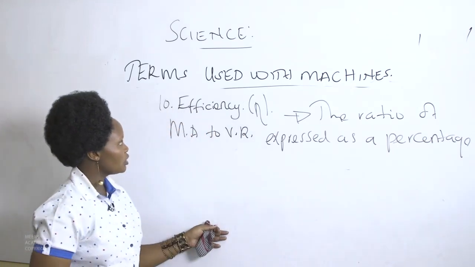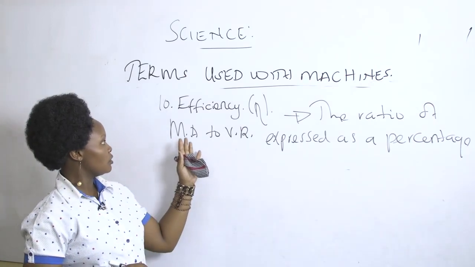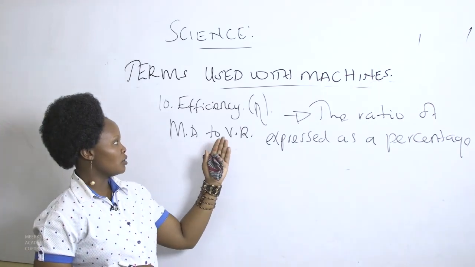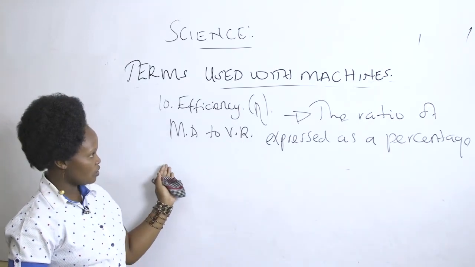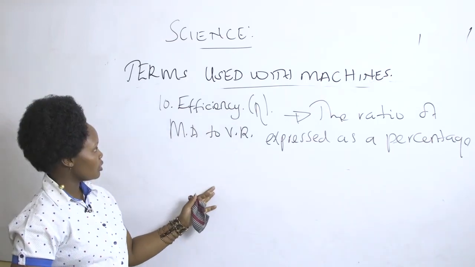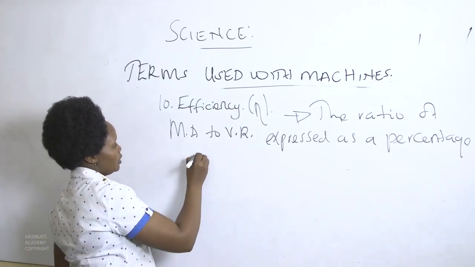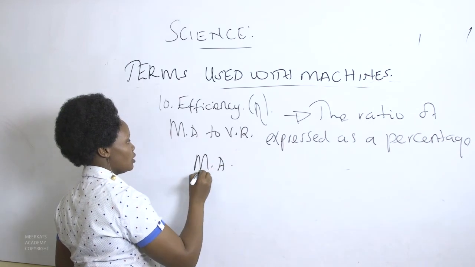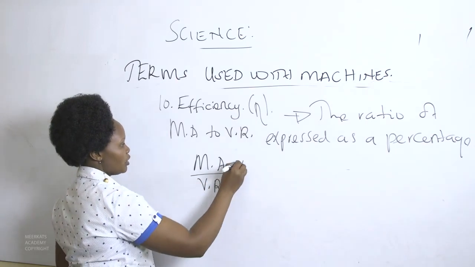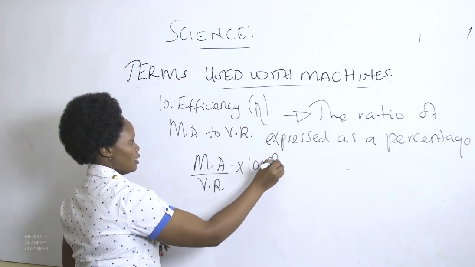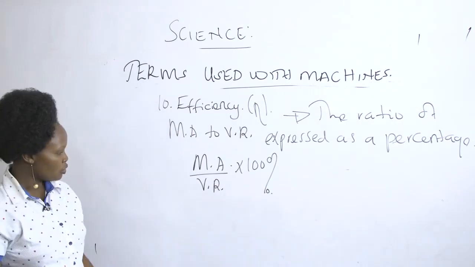Now we have already calculated the velocity ratio and the mechanical advantage. We therefore need to know how do they compare and what percentage of efficiency do we realize with our system of machine. And in numeric form, it's actually the ratio of mechanical advantage and velocity ratio. You express that as a percentage.